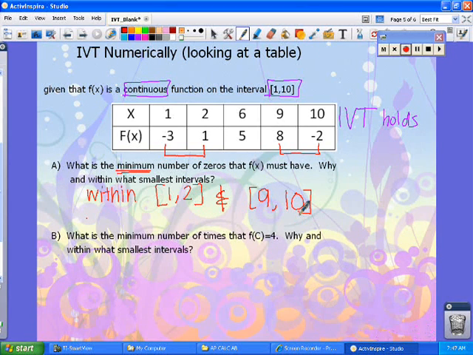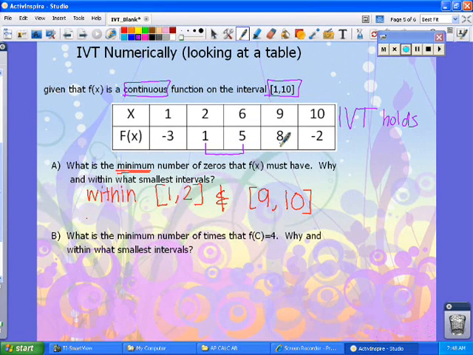Okay, letter B, what is the minimum number of times that f of c equals 4, and within what smallest intervals? So essentially a similar question. So this time we're looking at a y value of 4. So am I guaranteed a y value of 4 from -3 to 1? No, I am not, because 4 would be outside of that range. But from 1 to 5, definitely guaranteed a y value of 4, because 4 would be within 1 to 5. 5 to 8, I cannot be guaranteed, but 8 to negative 2 again, I am guaranteed a y value of 4 because it's within that range.